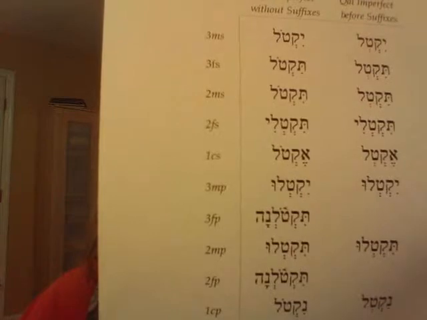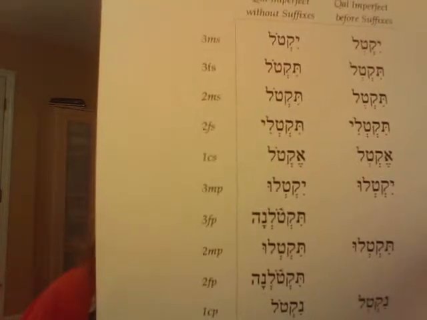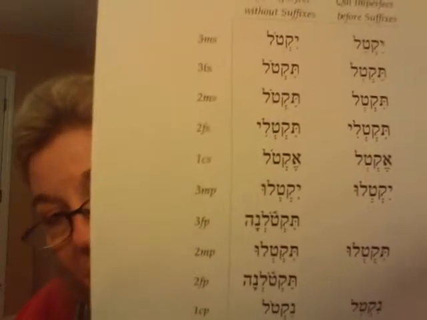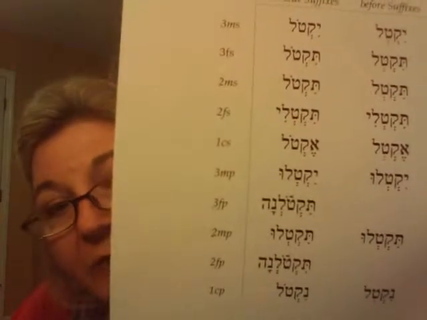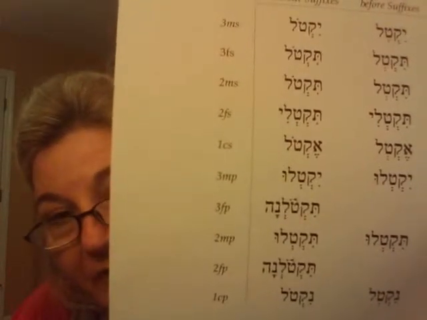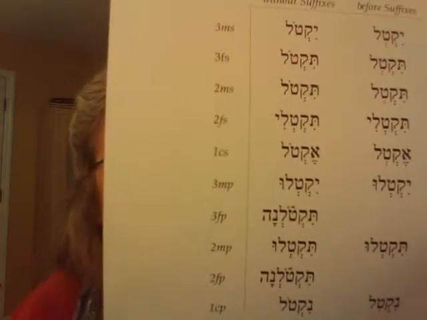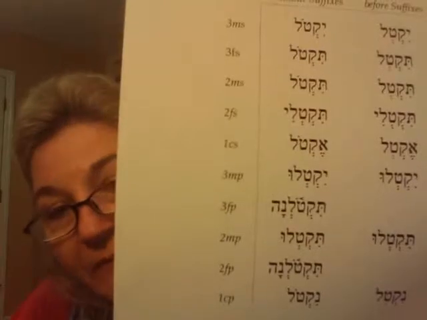In those forms that preserve the O-class stem vowels, the O-class reduces to a vocal schwa. That is the only thing that changes on the imperfects: that O-class stem vowel reduces to a vocal schwa. And that's it for the imperfects. I mean, this is really easy compared to some of the things that we've done in the past.